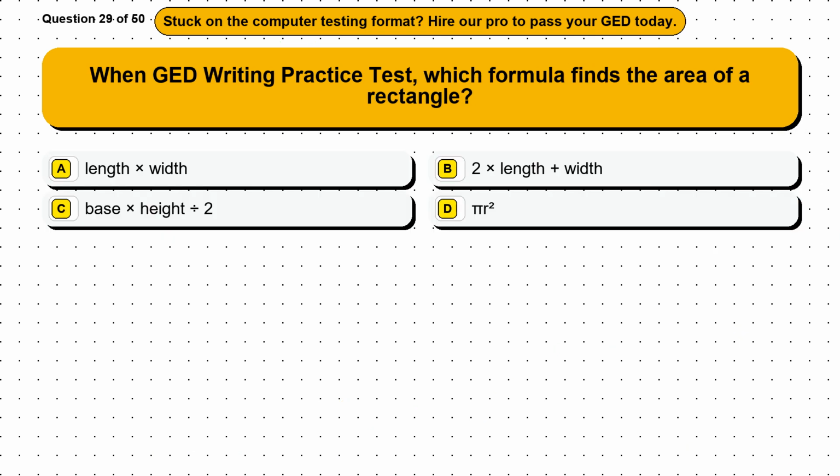Question 29. When GED Writing Practice Test, which formula finds the area of a rectangle? Option A, length times width. Option B, 2 times length plus width. Option C, base times height divided by 2. Option D, pi r superscript 2.